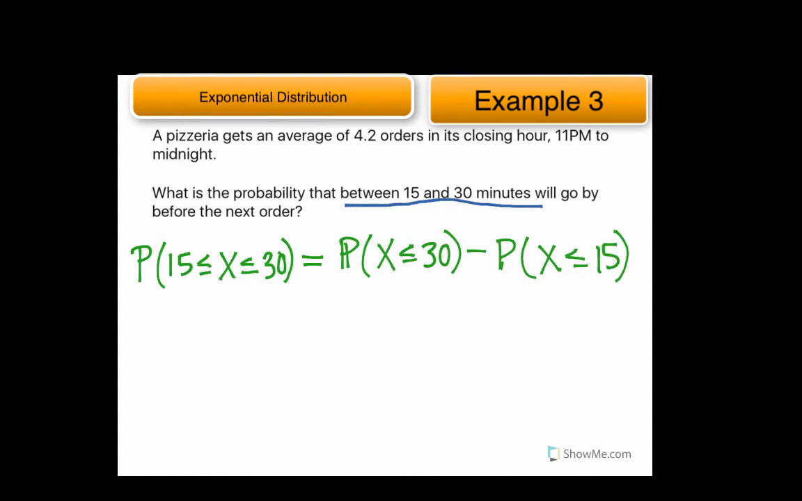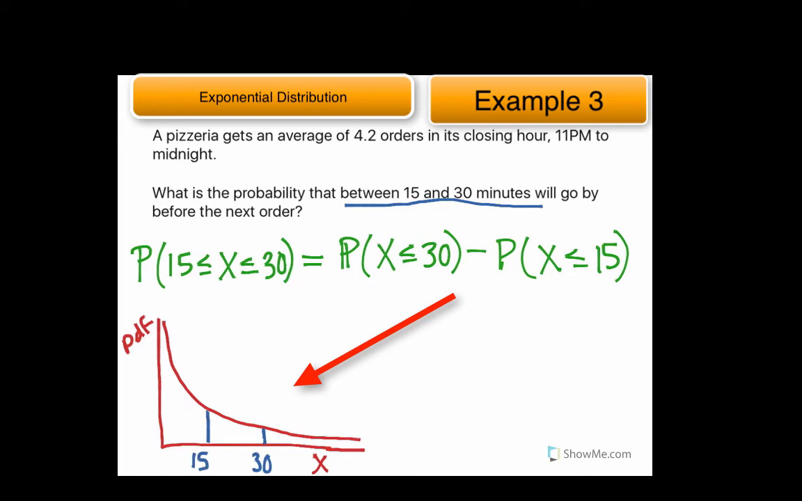Well, if you draw this distribution out, here's the probability density function of the exponential distribution. Here's our random variable x, which is time in this case. And the exponential PDF looks something like that. So the CDF gives you the area under the probability distribution function, PDF. And if we want the area between 15 and 30, what we can do is we take the whole area that's less than 30, and then we just subtract off the area that's less than 15. And what we're left with is this area, and that's exactly what we want.